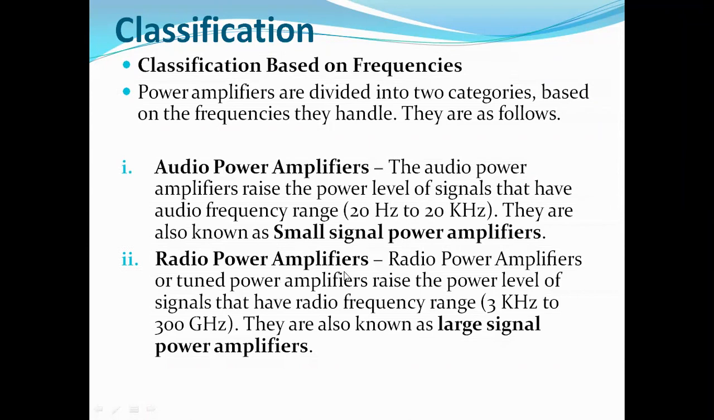And next, radio power amplifiers. Radio power amplifiers are also called tuned power amplifiers. They handle the power levels of signals that have radio frequency range, that is 3 kHz to 300 GHz. They are also known as low signal power amplifiers. So radio power amplifiers raise the power level of signals which have the frequency range 3 kHz to 300 GHz. If the frequency range is in this range, then those power amplifiers are called radio power amplifiers.